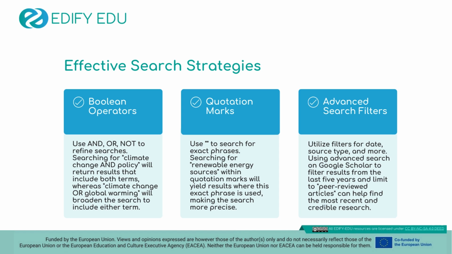Additionally, advanced search filters can significantly improve the relevance of search results. Utilizing filters for date, source type, and more can help narrow down the search. For instance, using advanced search on Google Scholar to filter results from the last 5 years and limit to peer-reviewed articles can help find the most recent and credible research. By employing Boolean operators, quotation marks, and advanced search filters, we can refine our searches to obtain more accurate and relevant information, ensuring that our research is thorough and reliable.